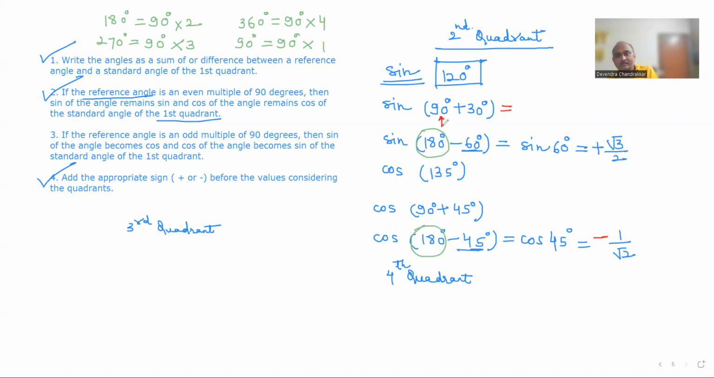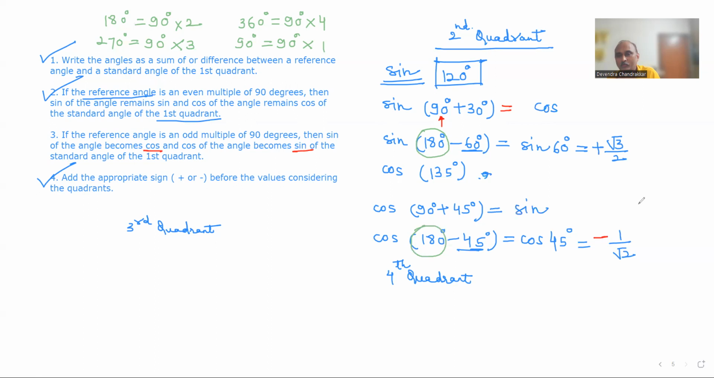This is an odd multiple of 90. So it says that sine of the angle becomes cos and cos of the angle becomes sine. So this will become cos and this will become sine.